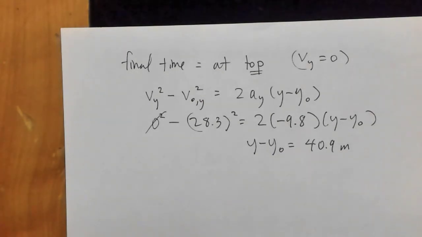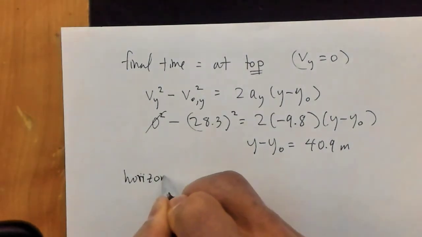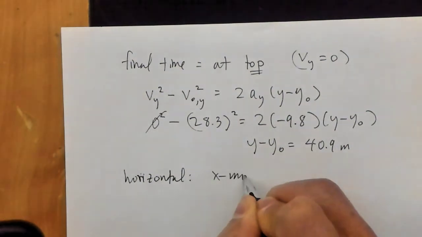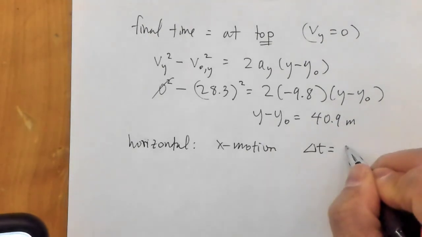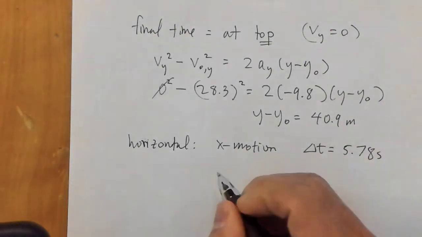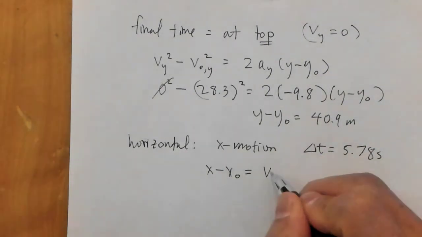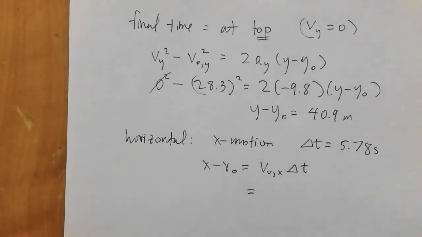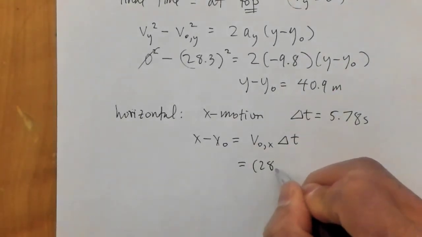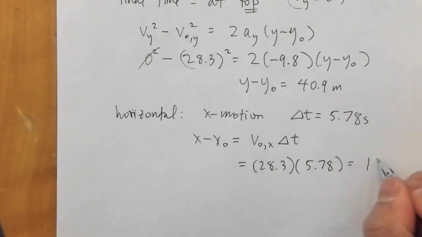The last part was how far does it go horizontally? For horizontally, we look at the x motion. And here we knew the delta t. We found that delta t was 5.78 seconds. So x minus x0, there's no acceleration here, is just v0x delta t, just a constant velocity problem. And v0x, we found on the previous sheet, was 28.3. So 28.3 times 5.78 comes out to 164 meters.